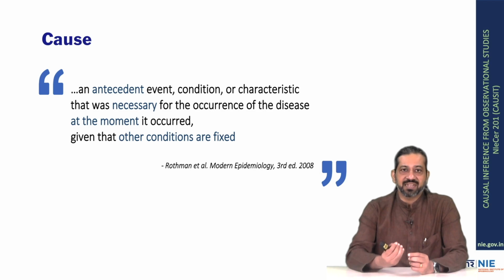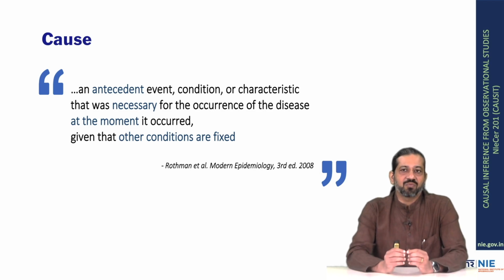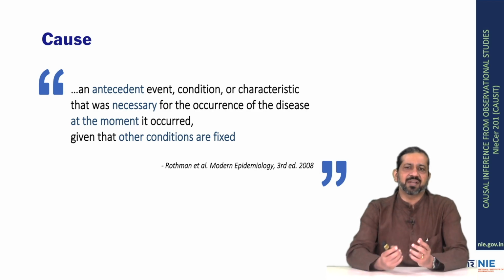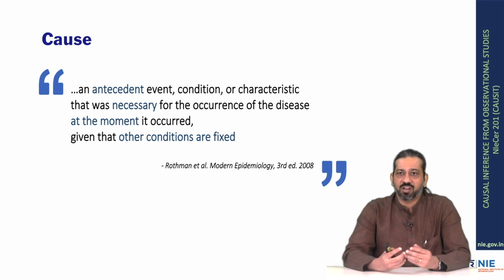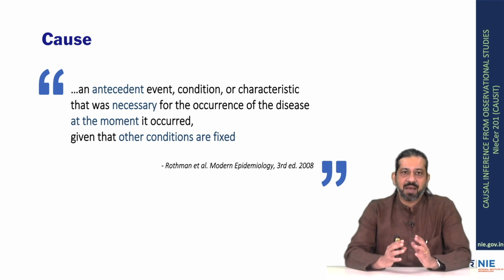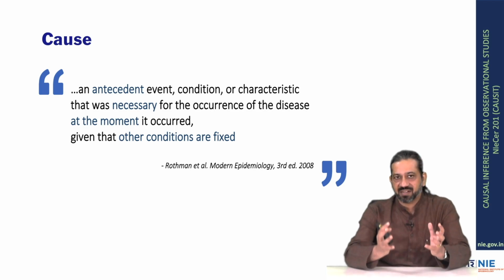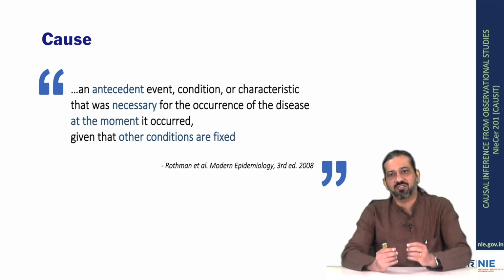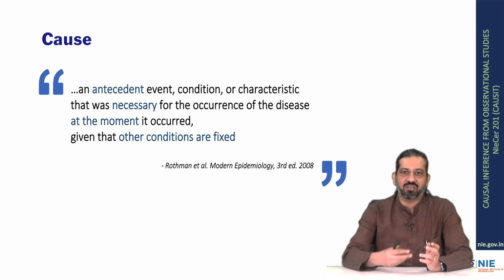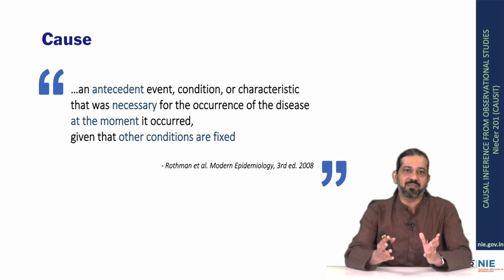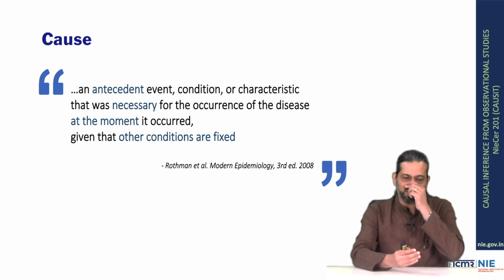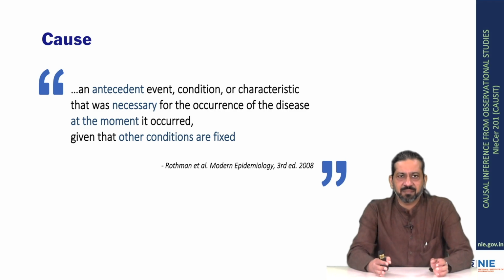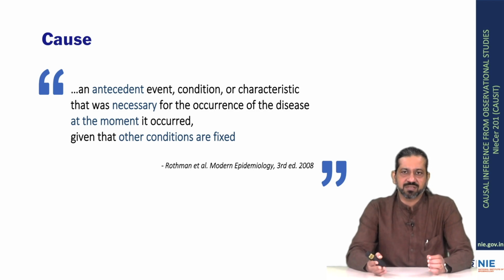Secondly, it has to be necessary for the occurrence of the disease. What that means is that that particular disease or event or outcome would not have happened at all, or would not have happened in that particular time period, the reference period in which we are trying to say whether a particular exposure is a cause of a particular outcome, if that condition or event or characteristic was different from what it was supposed to be. There is also a time element. An exposure could be a cause of an outcome in a particular reference period, and it may not be for another reference period. So we have to keep that time element also into consideration.